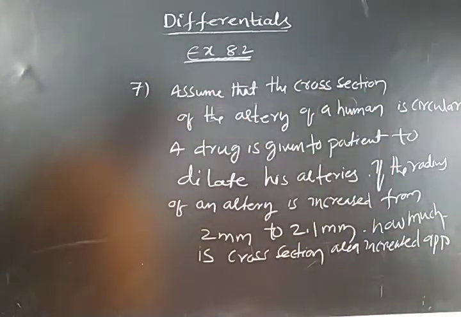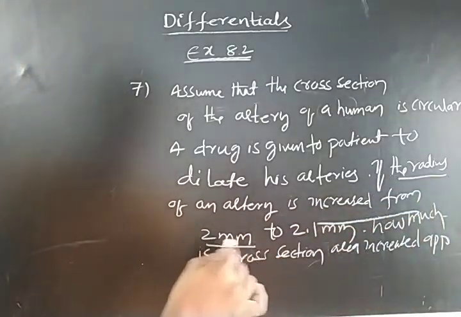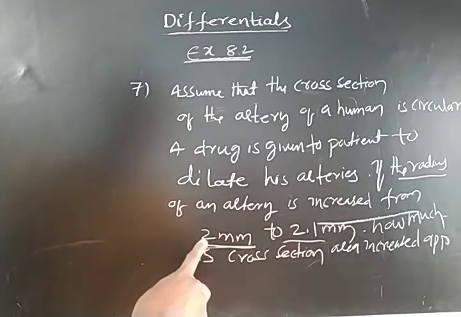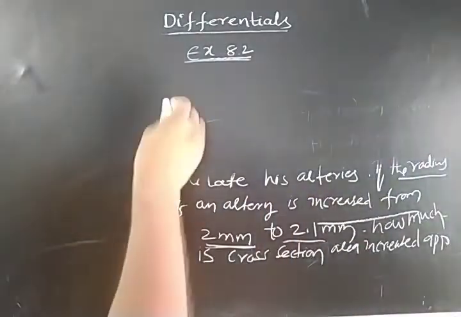So observe the question. The artery is in the form of a circle and its radius increased from 2 millimeters to 2.1 millimeters. So actual radius r is 2 millimeters and change in radius is 0.1, dr. So what we are going to find: the cross section area of the circular shape is pi r square. So we have to find the change in area, dA. We have to find dA when r and dr are given. So simple question.